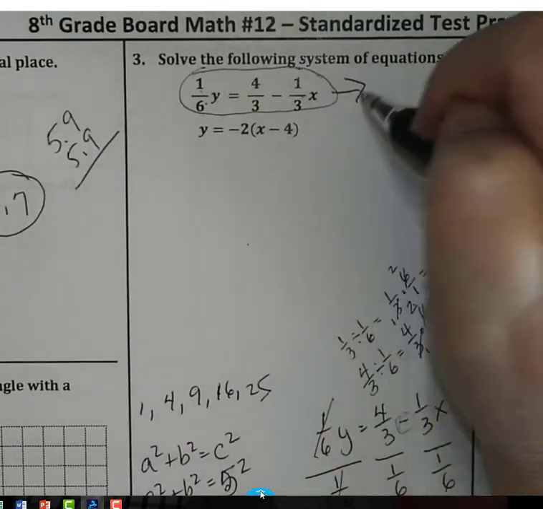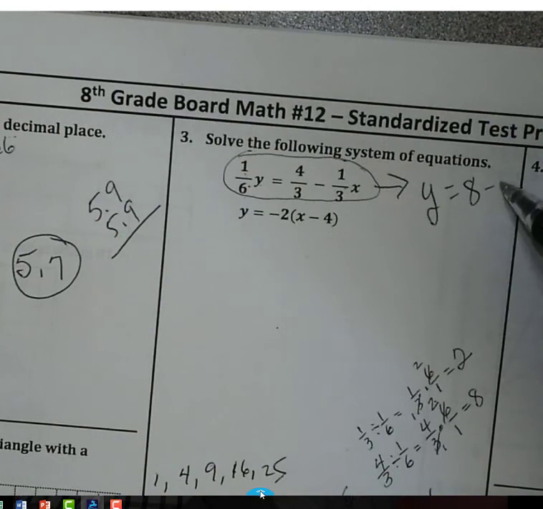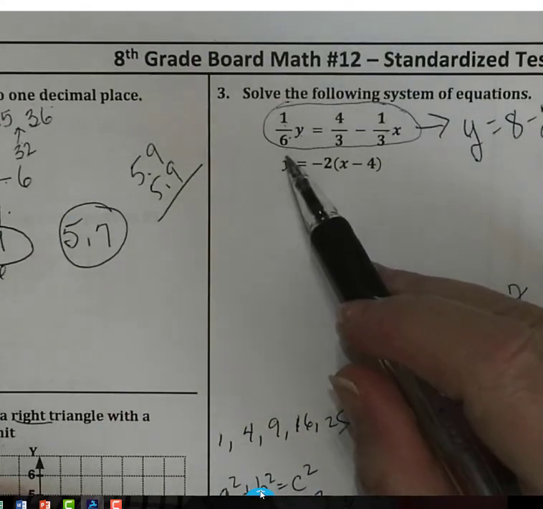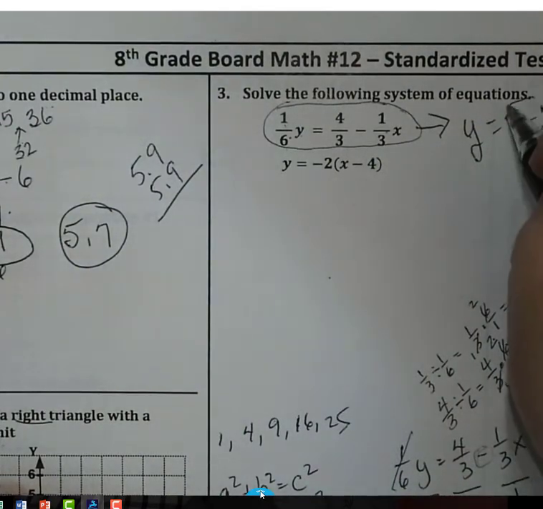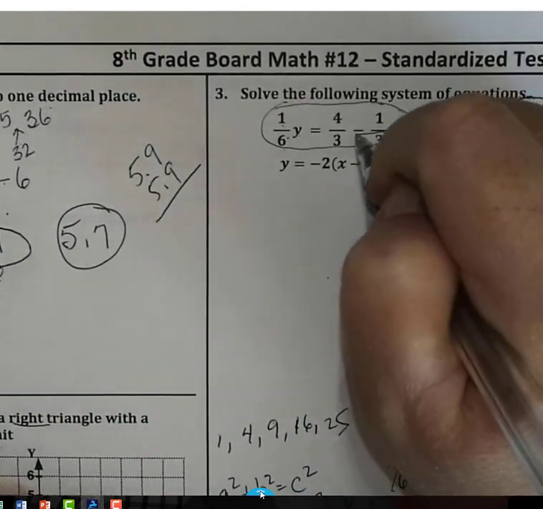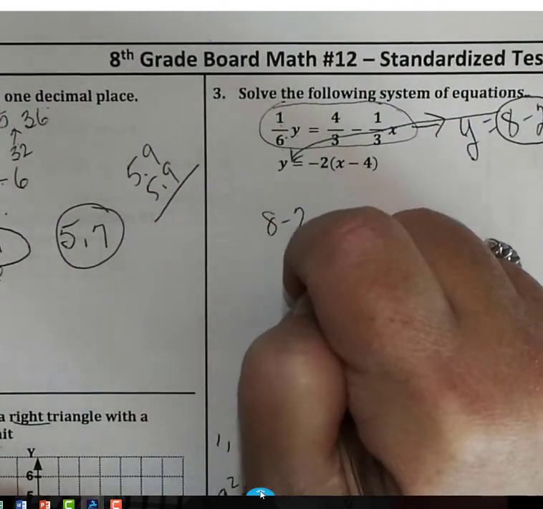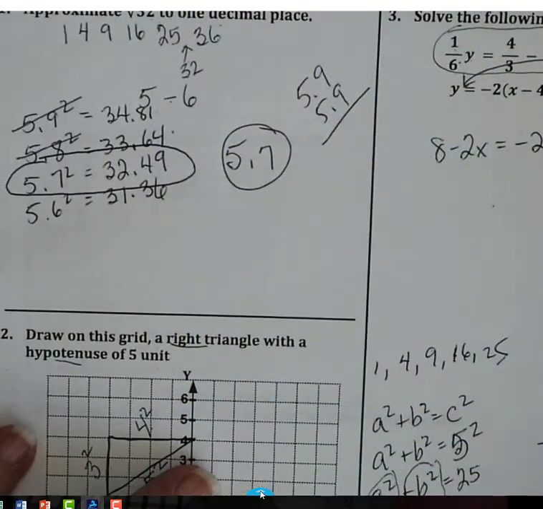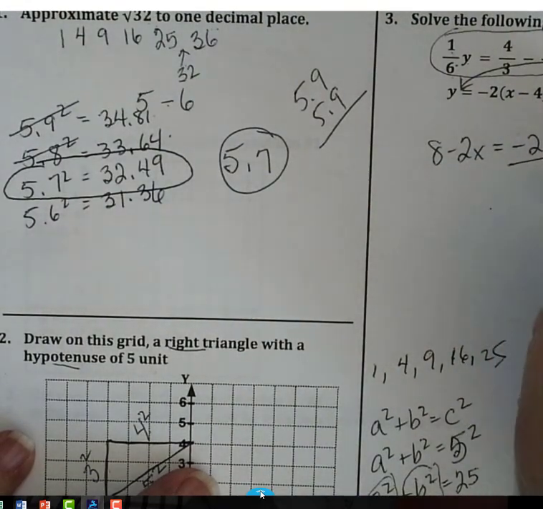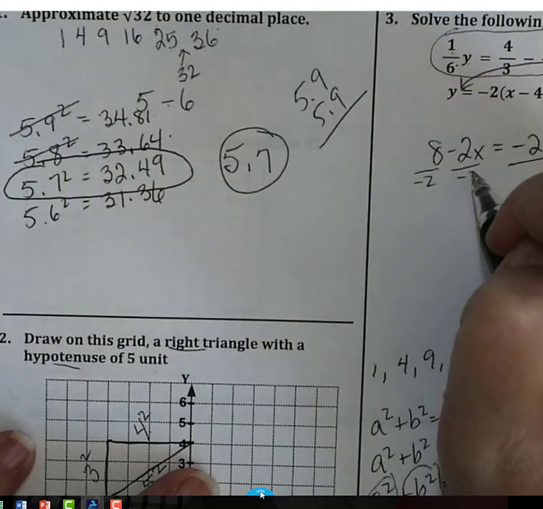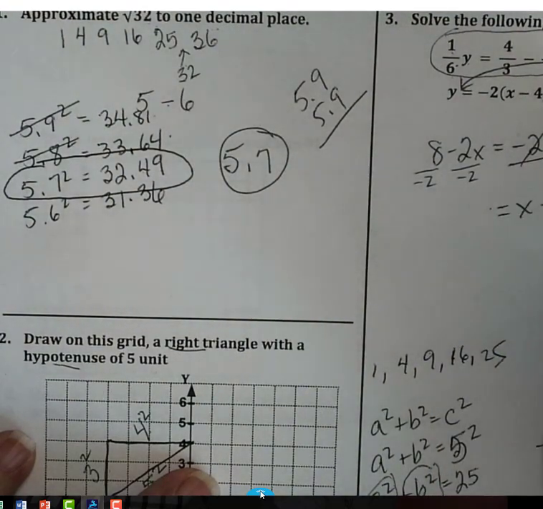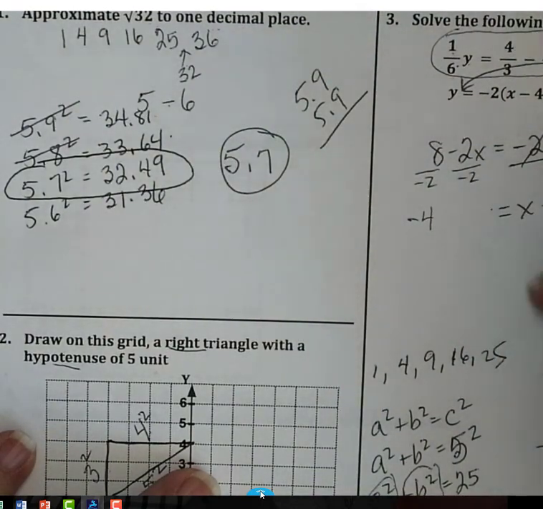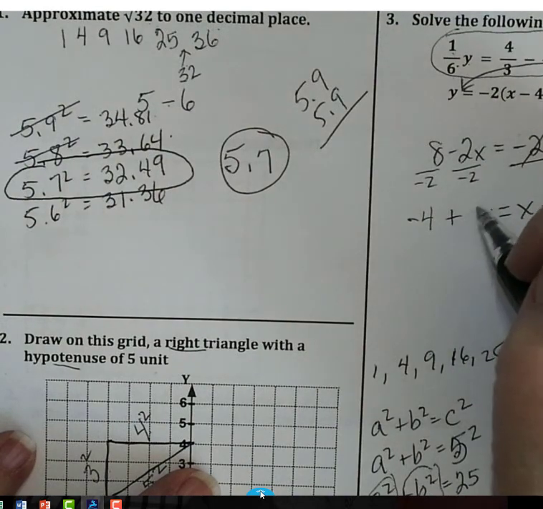So this is the equivalent of y equals 8 minus 2x. It's a system of equations. I have y equals and y equals, so to me it would be really easy to go ahead and set this up by substitution. So I would have 8 minus 2x equals negative 2 times the quantity x minus 4. I'm going to go ahead and divide everything by negative 2. When I do that, that's going to give me x minus 4 on this side, and over here, this is going to give me negative 4, and this is going to give me a positive 1x.